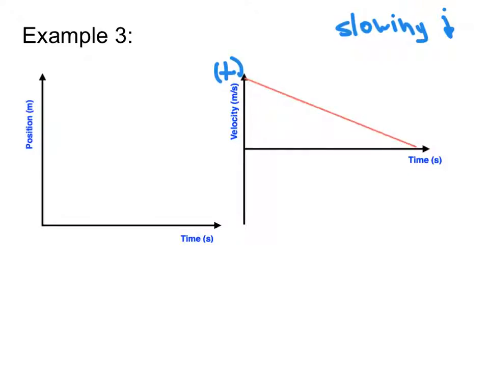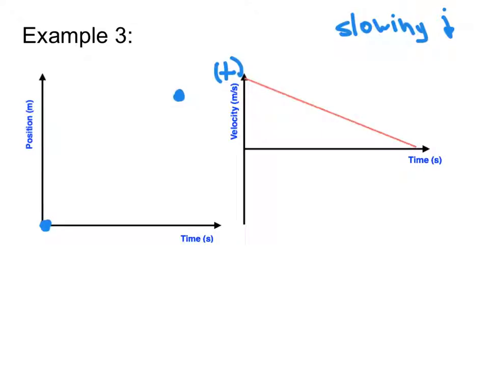That's fine. What does a position versus time graph look like for something that's slowing down while moving forward? Well, first up, we know that's moving forward. So its position versus time graph should start somewhere here and end somewhere here. Okay? And then we've got our tangent lines.